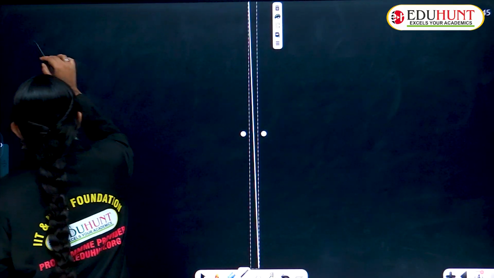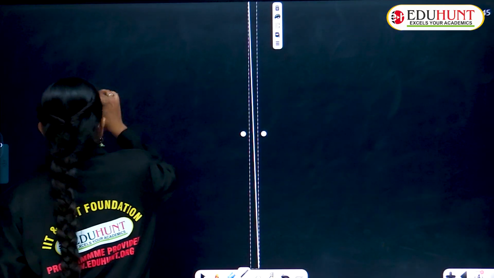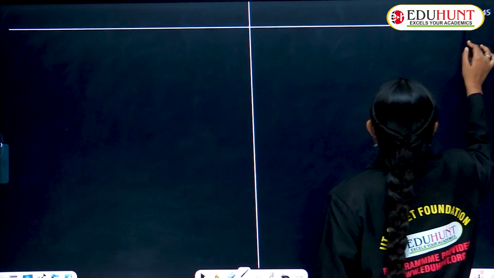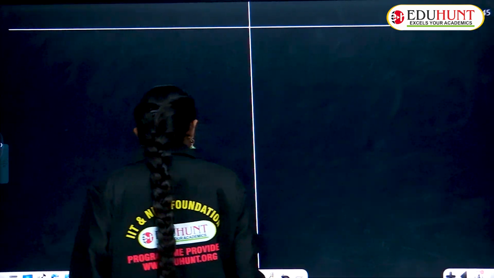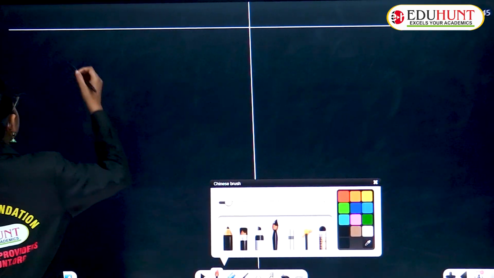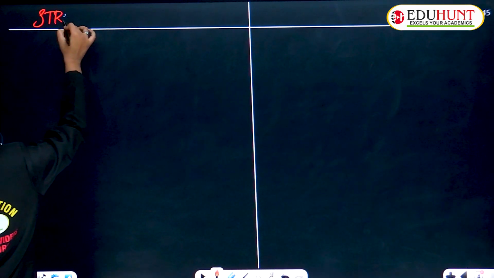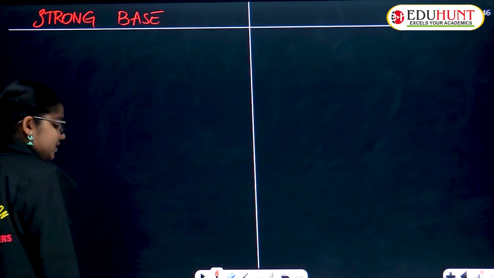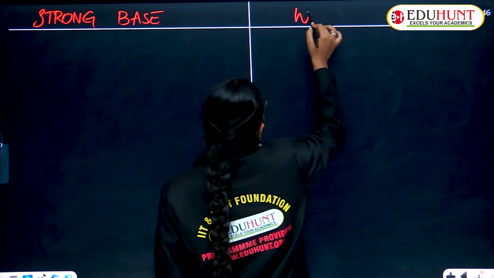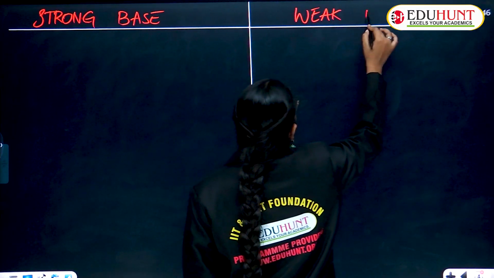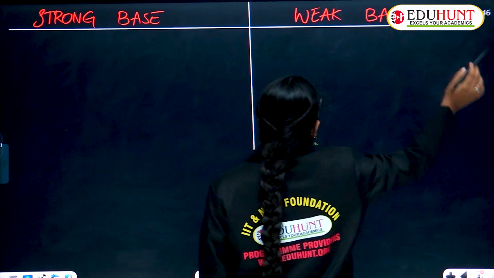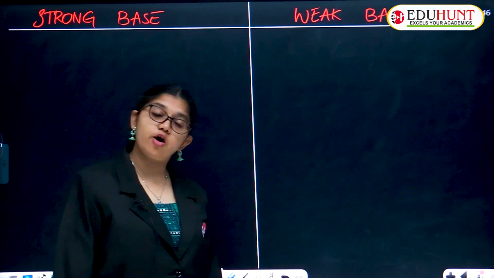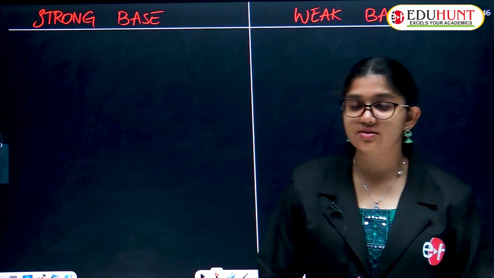Now, upon this strong and weak classification, we can do the differentiation like this regarding strong and weak bases. First one is regarding which base? Very good, strong base. Second one is weak base. Now, what is a strong base? The definition of strong base.